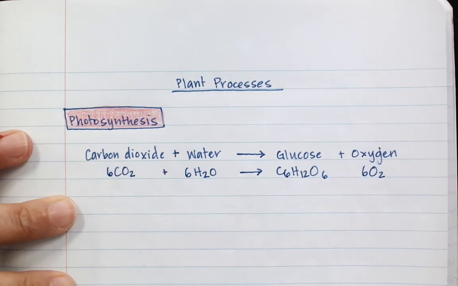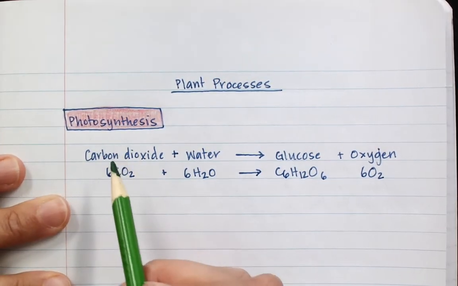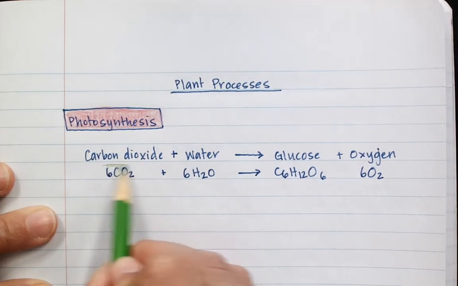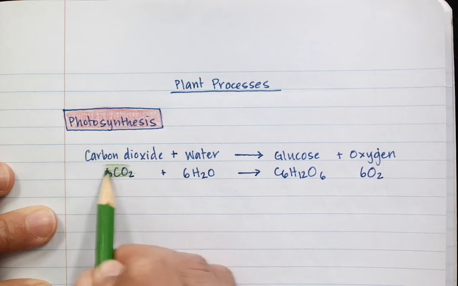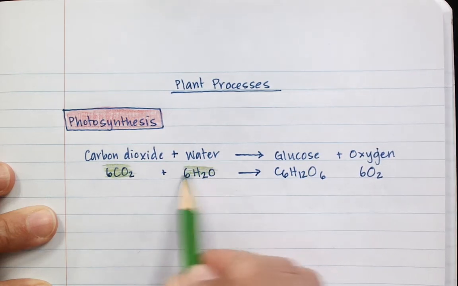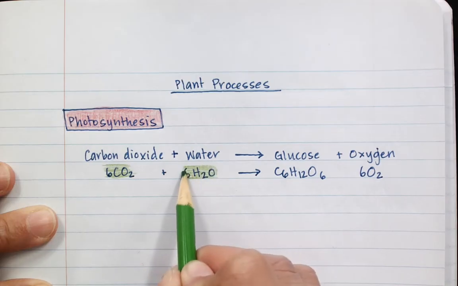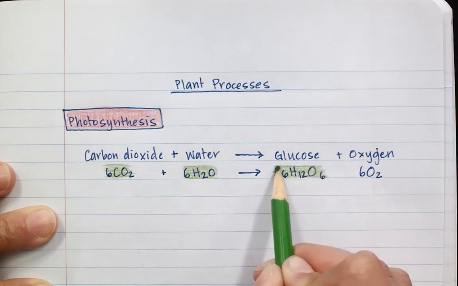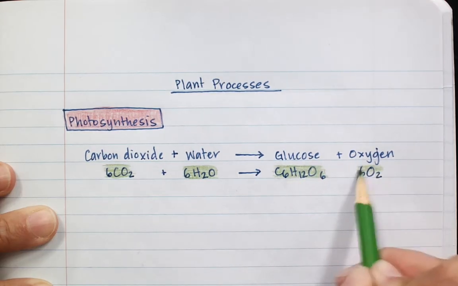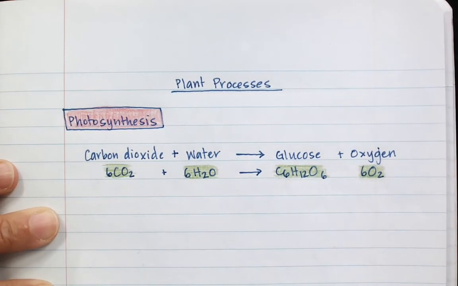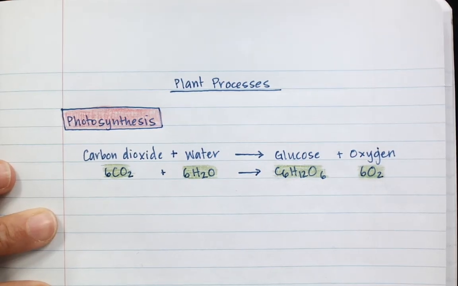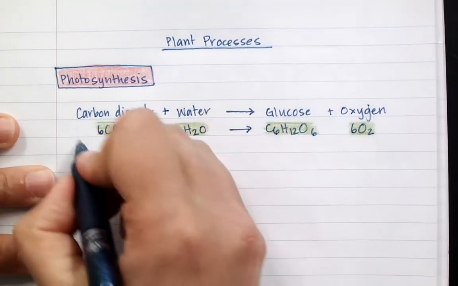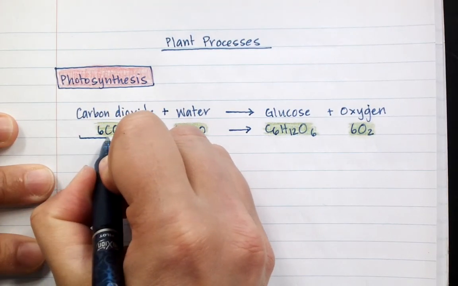Let's go ahead and color these. Let's do green. So I'm going to make it so that all of my molecules are shaded in green. So I've got my CO2, my H2O, my sugar, or my glucose here, and my oxygen. So those are my molecules. Where do these come from? Well, my CO2 is going to come from the air.